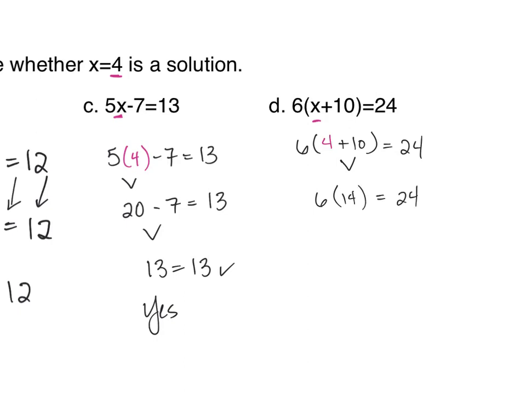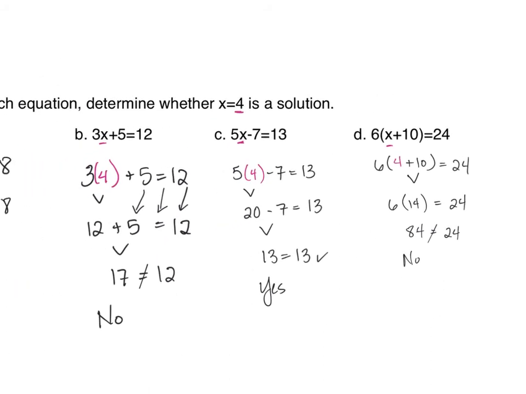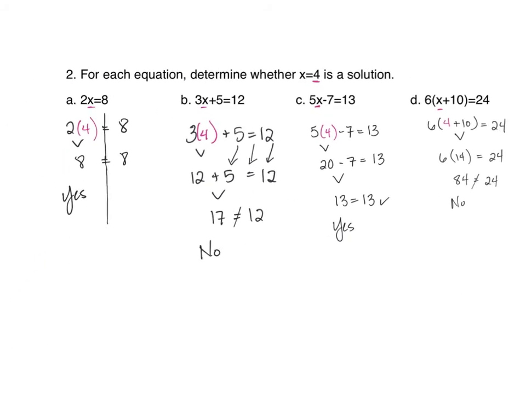It definitely doesn't equal 24, but I am going to grab my calculator because my mental math brain is not functioning at its highest speed this morning. 6 times 14 is 84. Definitely not the same thing as 24. So I'm going to say no. 4 is not a solution to that equation. All right, hope that clears up those types of equations and checking those solutions.